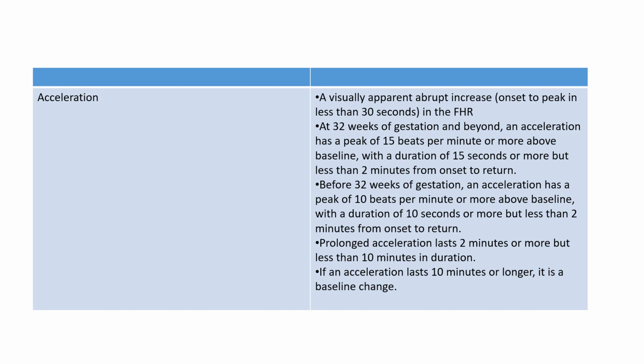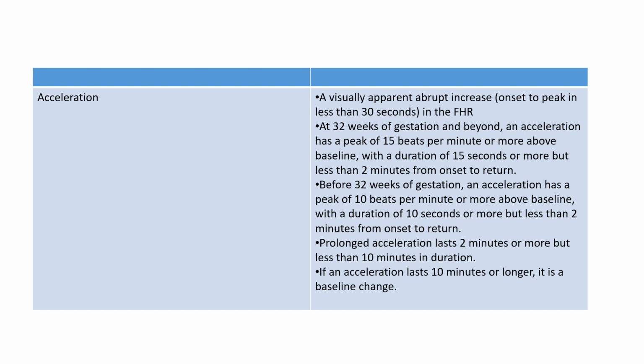Acceleration basically is the apparent abrupt increase, and the key point here is abrupt, which means that the onset to peak is less than 60 seconds in the fetal heart rate. At 32 weeks and beyond, which is expected like in full-term babies, we see the acceleration as 15 beats per minute with a duration of 15 seconds, something we call 15 times 15. It should be at least 15 seconds and not more than 2 minutes. Below 32 weeks, meaning in the preterm babies, it can be 10 times 10.